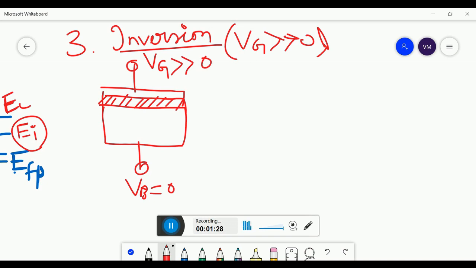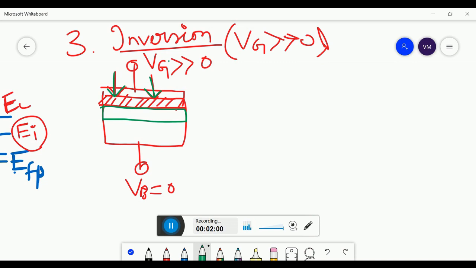Let us draw the previous condition. What happened in the previous condition? Due to applying a positive voltage, the electric field is going downwards, and because of the electric field going downwards, the holes would be repelled. This is what we have studied in the last condition. And what has happened? A depletion layer has been formed here.